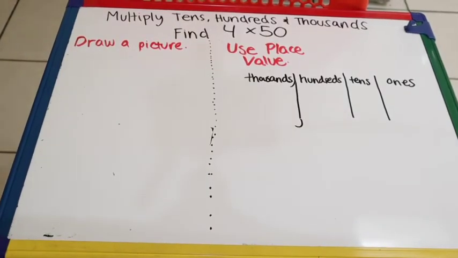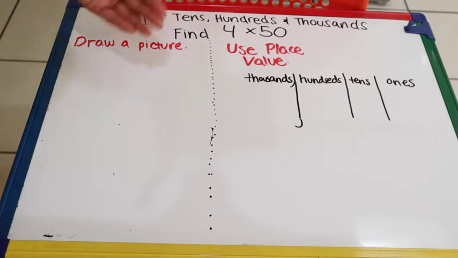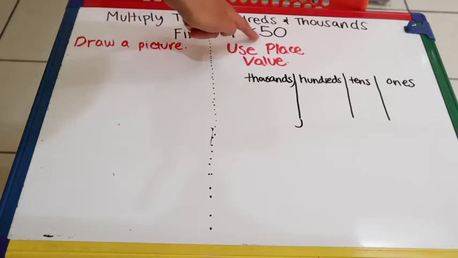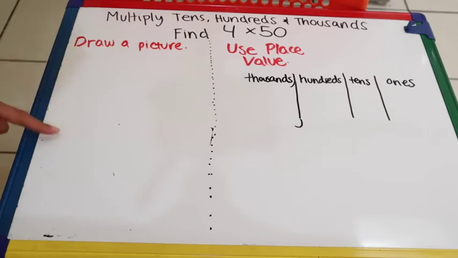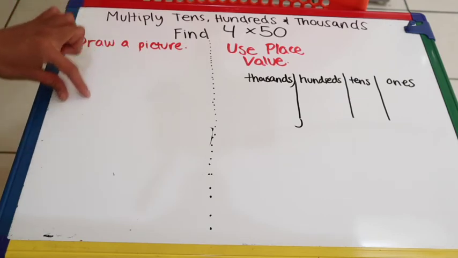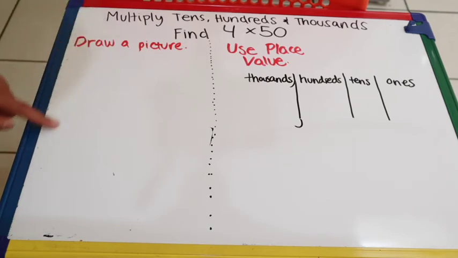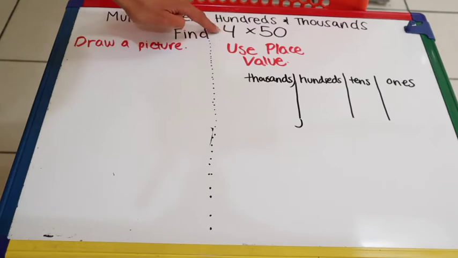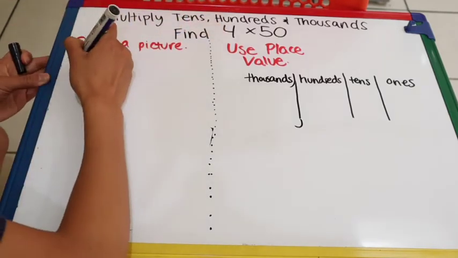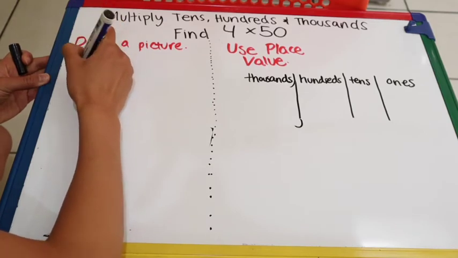Here is your second example. This time we are going to find 4 times 50. So instead of multiplying hundreds, we're going to multiply some tens. I'm going to do the same process when I'm drawing my picture. I want to know how many I should draw vertically down the line, and I'm going to look to my single digit number for that, and that number is 4. So I'm going to write 4 boxes.